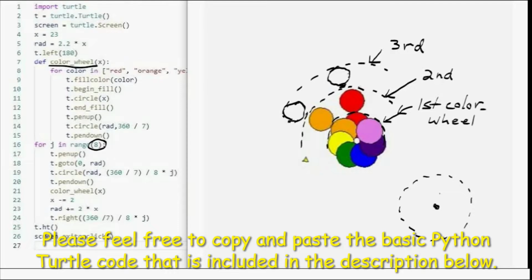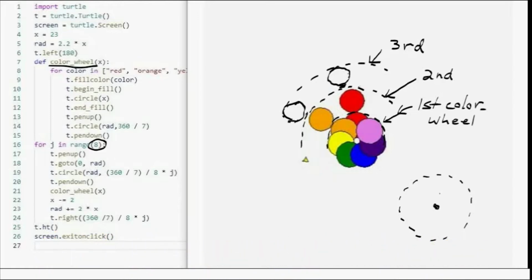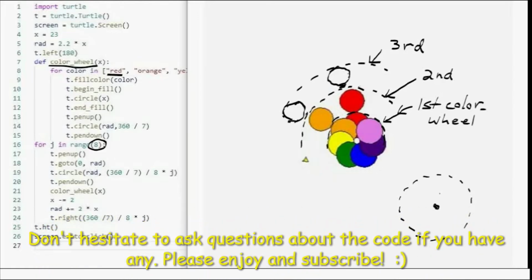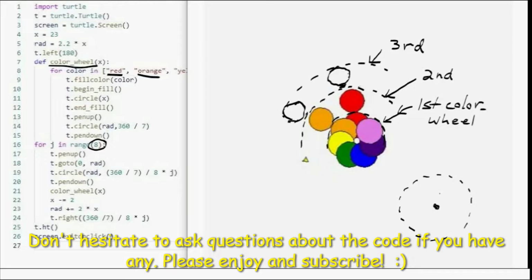For each color wheel, there will be seven colors representing the seven main colors of the rainbow. We have red, orange, yellow. This is actually yellow. And then we have green, we have blue, we have indigo, and we have violet.